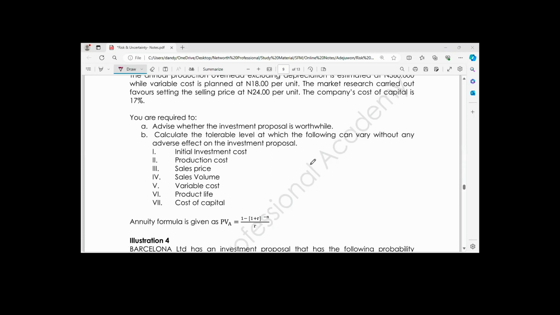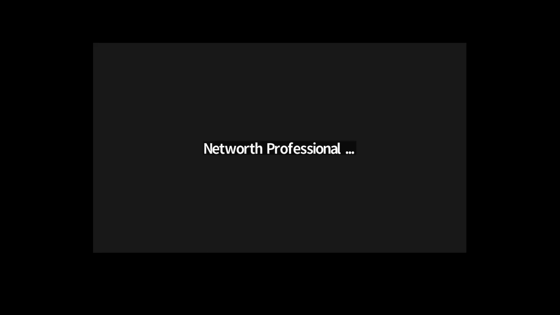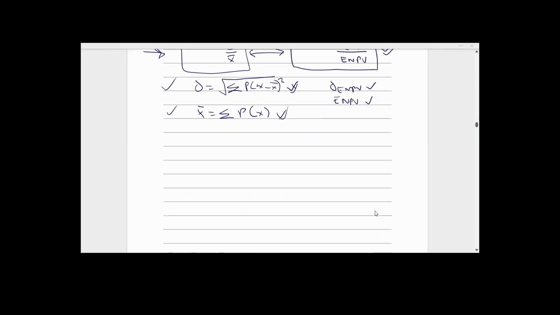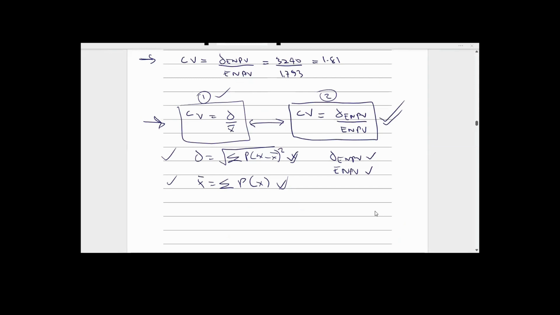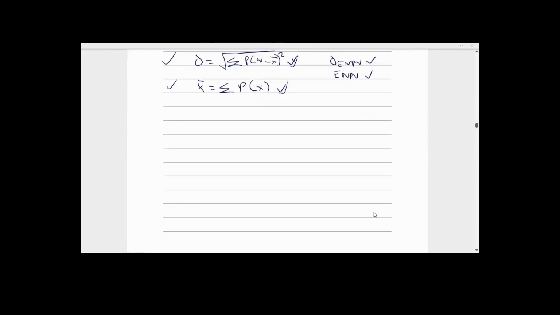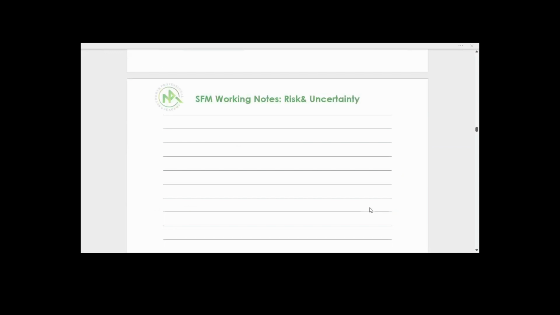Thank you very much. So that is the question. Number A, you are asked to advise whether the investment proposal is worthwhile, meaning that you are to calculate the net present value. I will stop sharing this and move to the working notes. Okay, this is where we stopped last time. The name of this company is Tinapa. So I would then say this is solution.